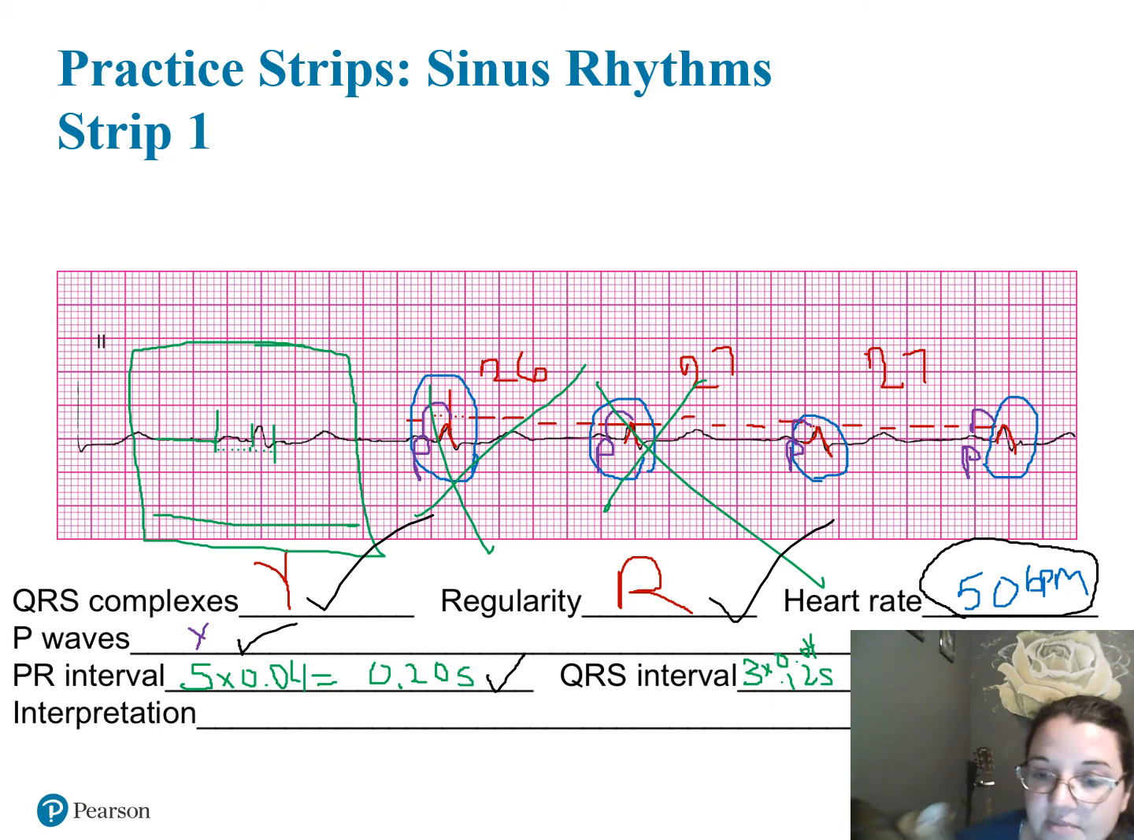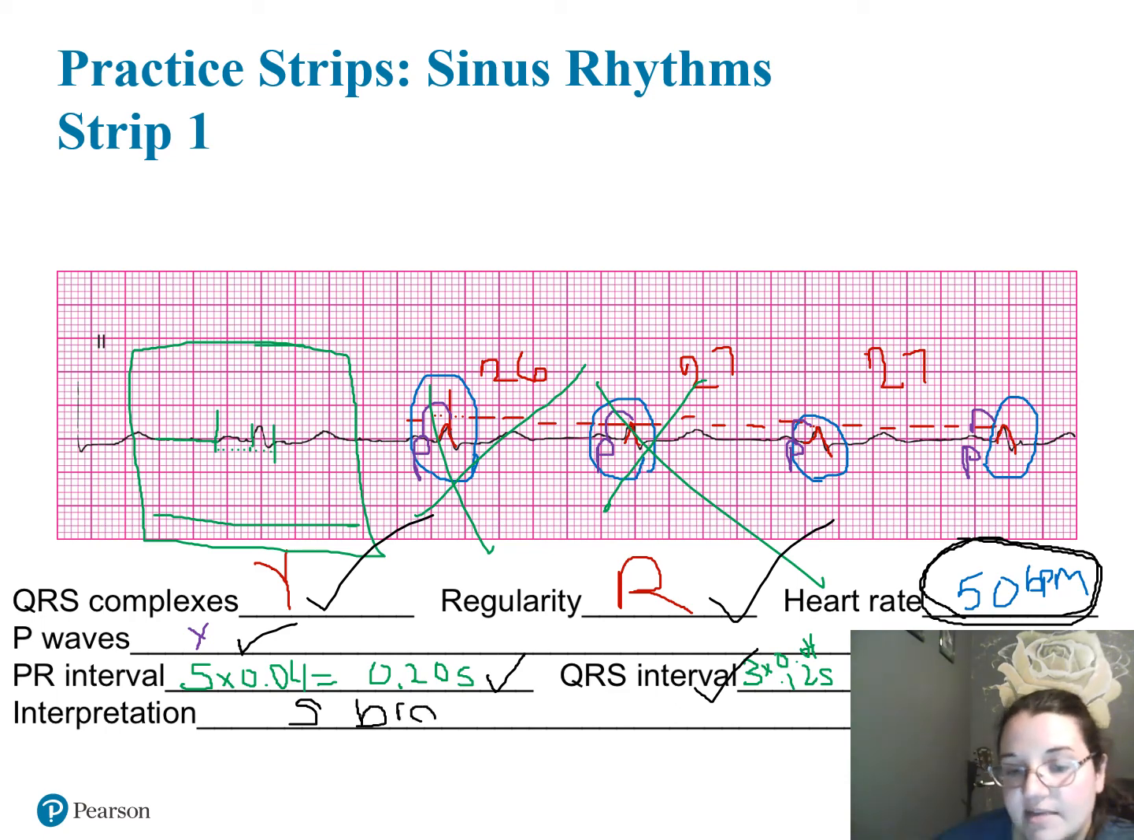QRS interval needs to be less than 0.12. Yes. So if everything is normal except for my heart rate, what kind of rhythm does this tell me I have? This tells me, if I were to memorize my rules on my note cards, that I have a sinus bradycardia.